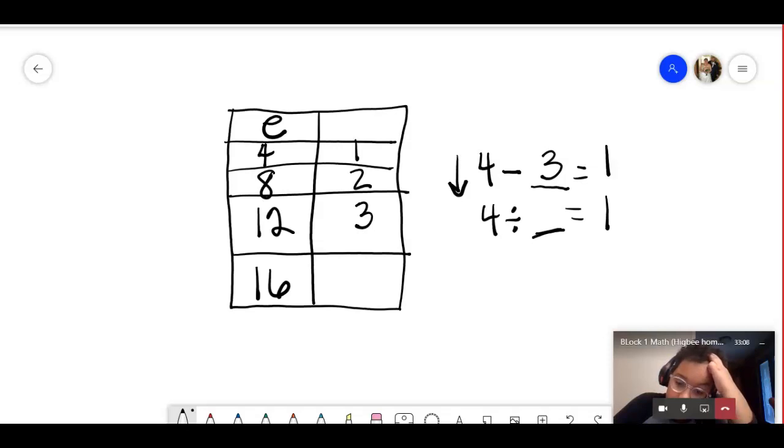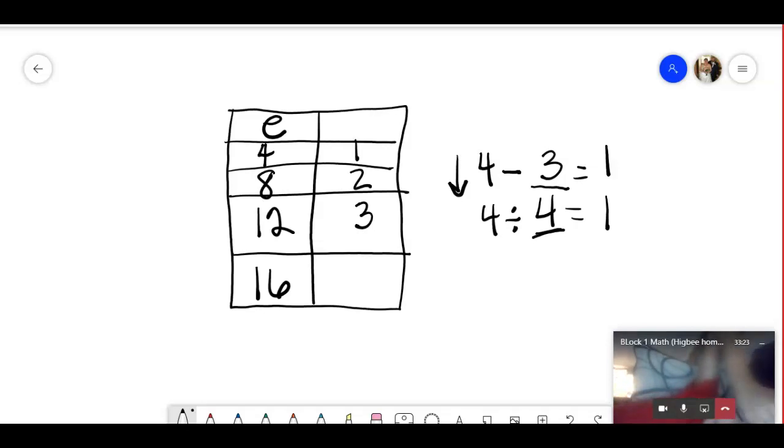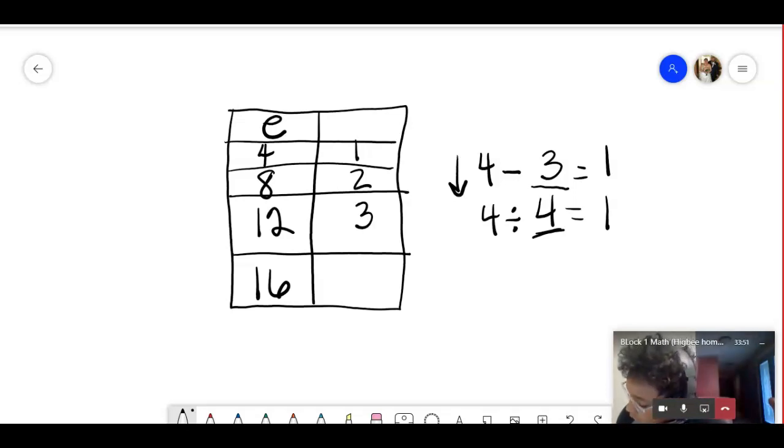Okay. Give it a second. So 4 divided by 4 would give me 1. All right. So my choices are, okay, somebody needs to mute themselves. So can anybody see the whiteboard right now? Okay, so my choices are to minus 3 or divide by 4. Both of those work for this first row.